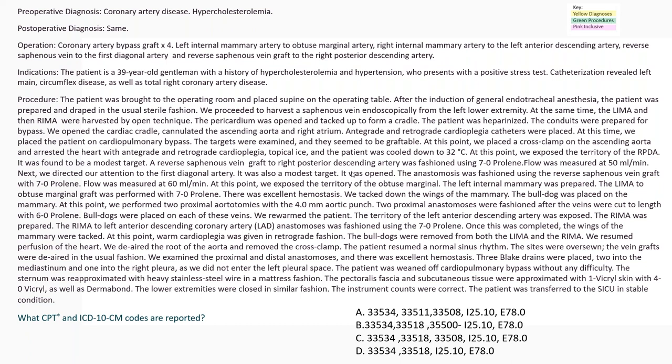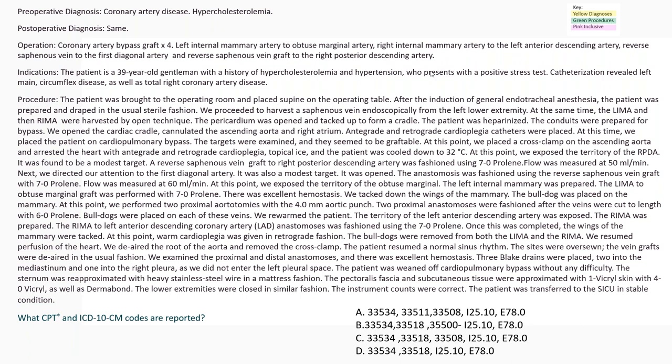Next, we directed our attention to the first diagonal artery. It was also a modest target. It was opened. The anastomosis was fashioned using the reverse saphenous vein graft with 7-0 Prolene. Flow was measured at 60 milliliters per minute. At this point, we exposed the territory of the obtuse marginal. The left internal mammary was prepared. The LIMA to obtuse marginal graft was performed with 7-0 Prolene. There was excellent hemostasis. We tacked down the wings of the mammary. The bulldog was placed on the mammary.